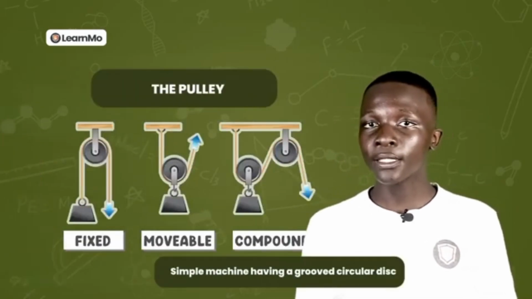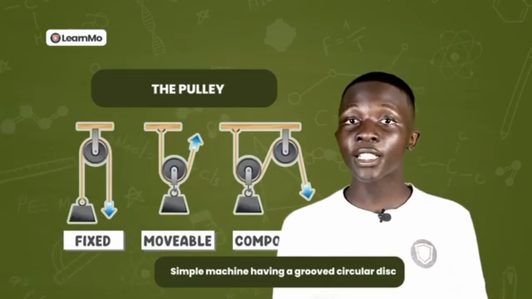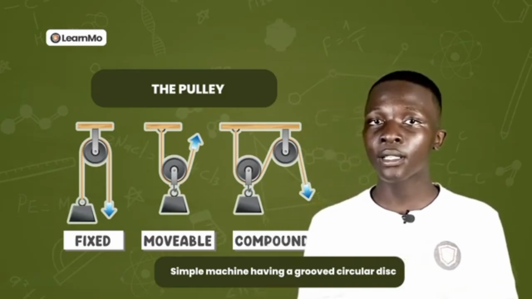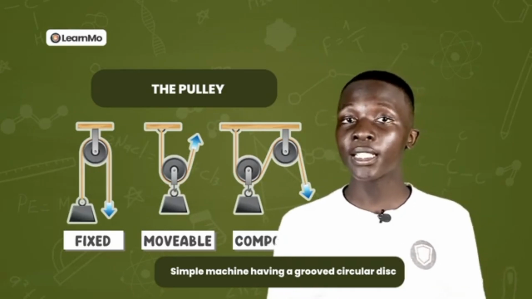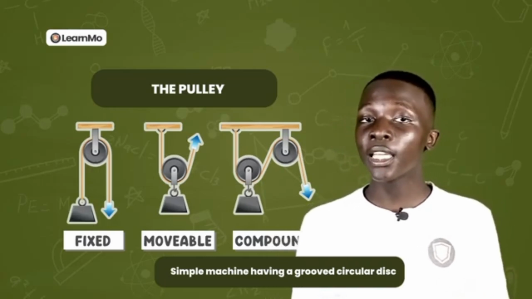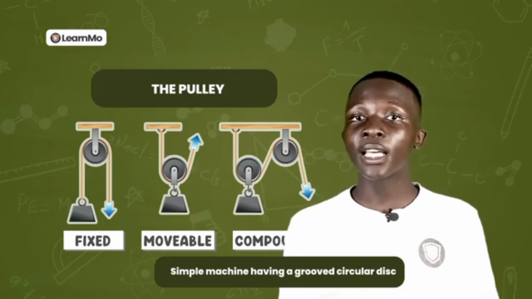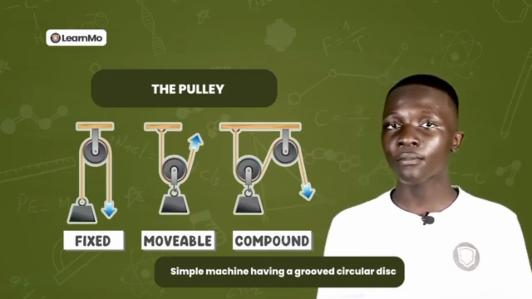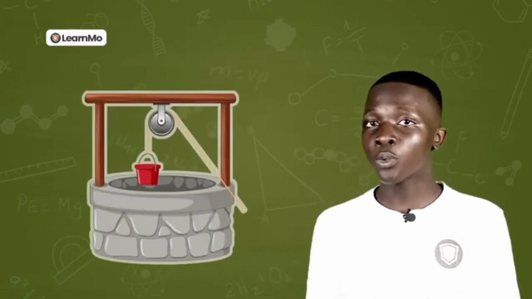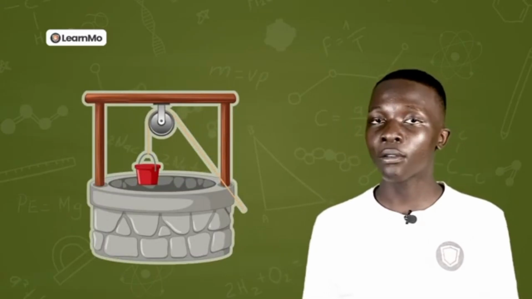Let's begin with a pulley. A pulley is a simple machine having a grooved circular disc over which a rope passes. The load is connected to one end, while the effort is applied on the other end. It helps us to multiply force and change the direction of force. A pulley is applicable in wells when you want to get water out of the well.